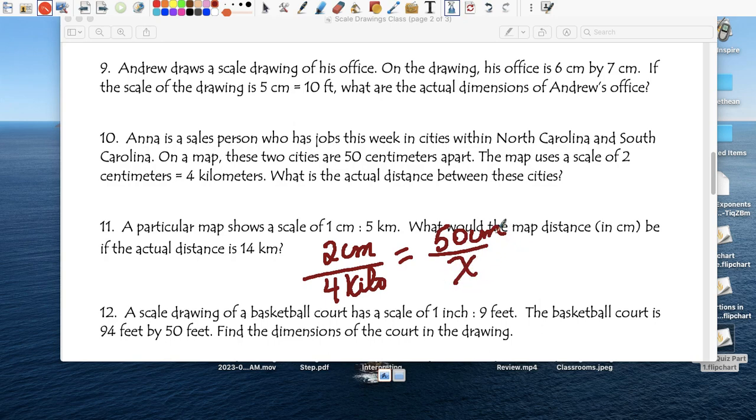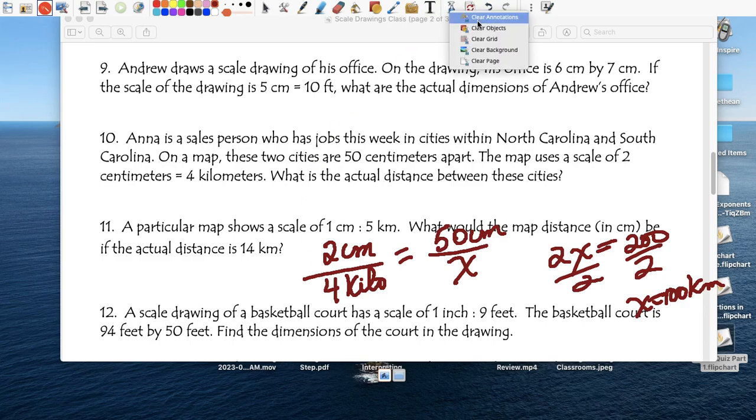That's the x. That's what we want to find. So cross multiply: 2 times x is 2x, 4 times 50 is 200. Divide by 2, divide by 2, x equals 100 kilometers. So both cities are 100 kilometers apart.